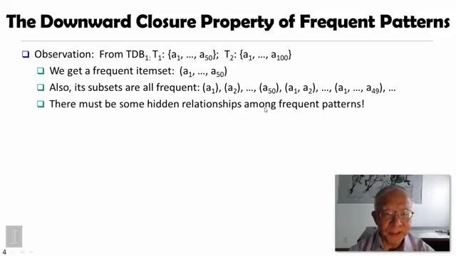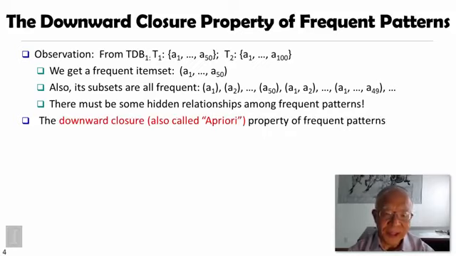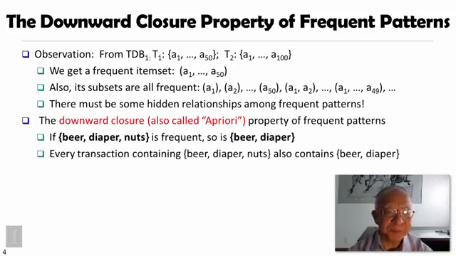Then you may wonder, there must be some interesting hidden relationships among different frequent itemsets. Actually, there's one called the downward closure property of frequent patterns, which is also called the Apriori property. Now let's look at this. Suppose we know beer, diaper, nuts, this itemset is frequent.